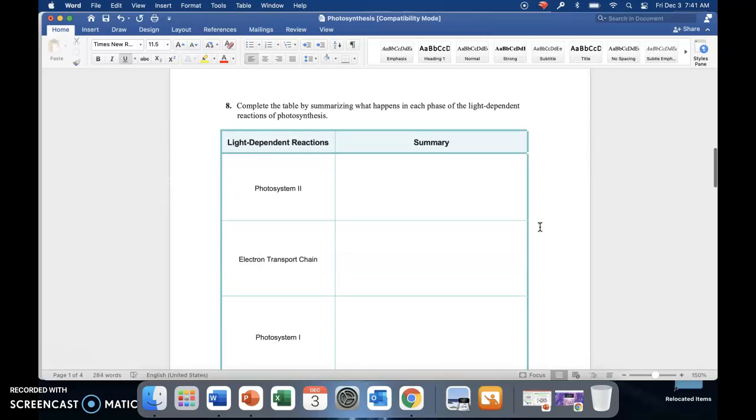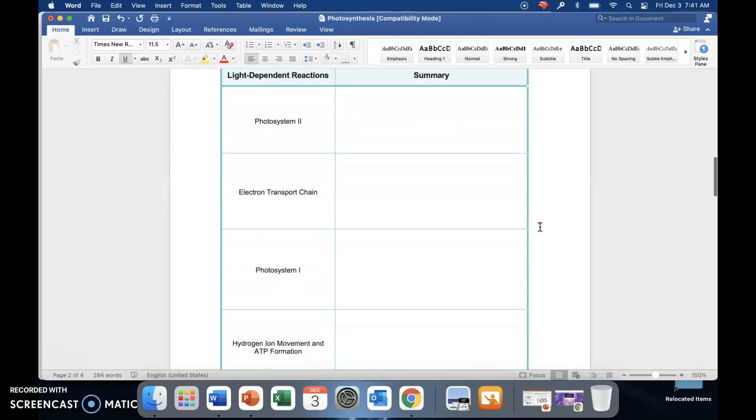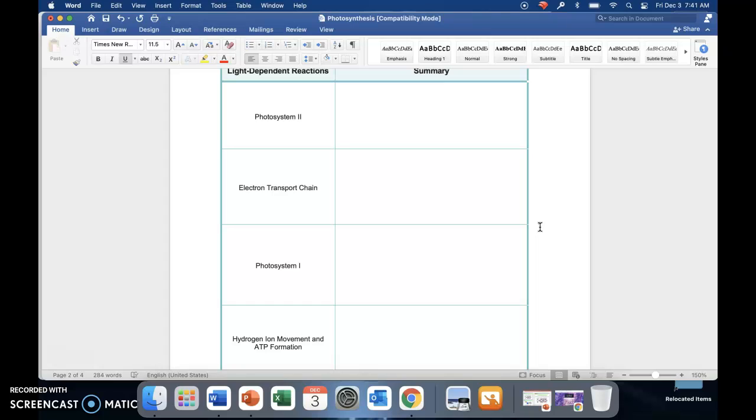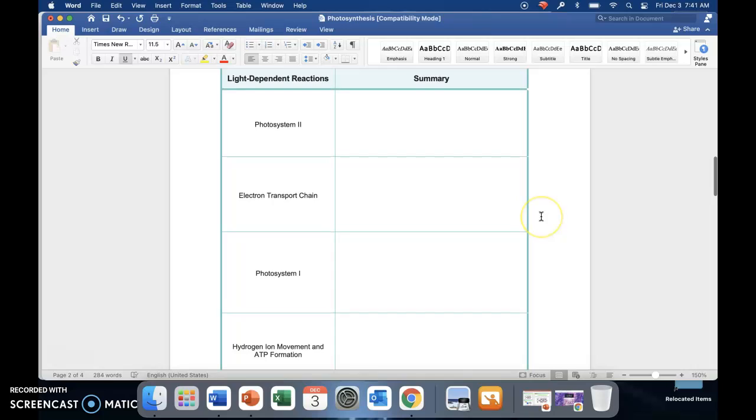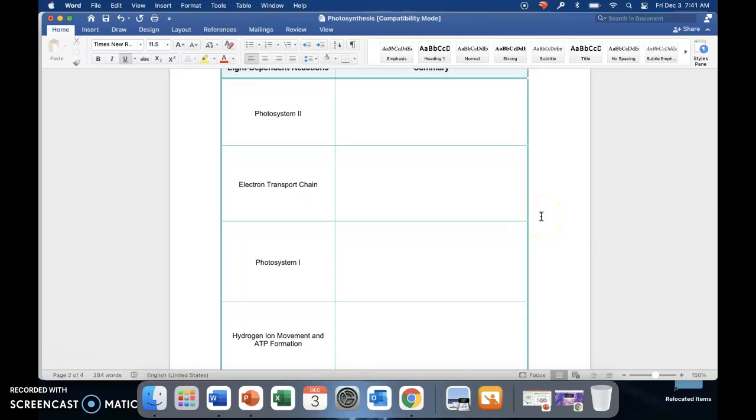Okay, so let's move on to number 8. You had a chart to fill out, and I do want to go over this part. It's basically you are telling me the main things that occurred during each part of this. This is very important. Actually, if I were to quiz you over this, this would probably be the part that I would most want you to know. So first of all, what happens during photosystem 2? Most importantly, or one of the most important things, light gets absorbed by the chlorophyll.